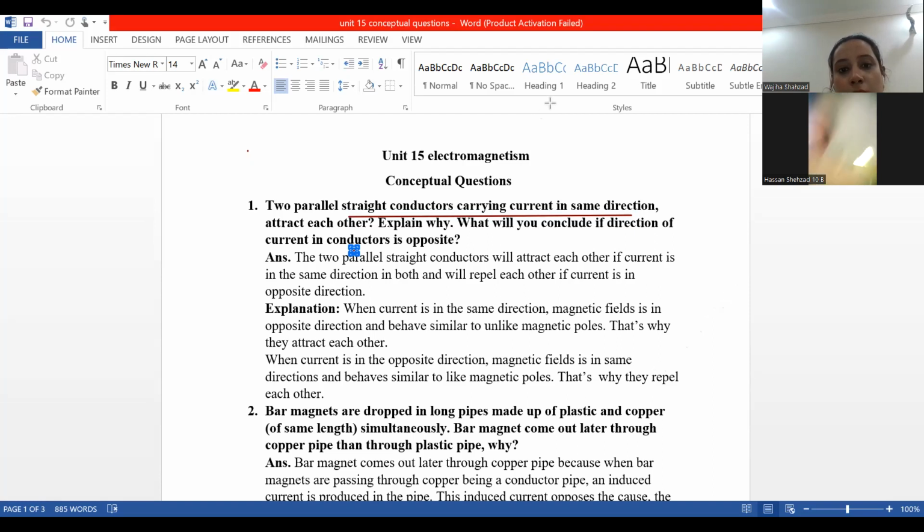So the two parallel straight conductors will attract each other if the current is in the same direction in both, and will repel each other if the current is in the opposite direction. Now we will see the explanation of how it works. When the current is in the same direction, the magnetic field between them is in the opposite direction, right? See, if this is one conductor and this is the other conductor, each has a magnetic field.